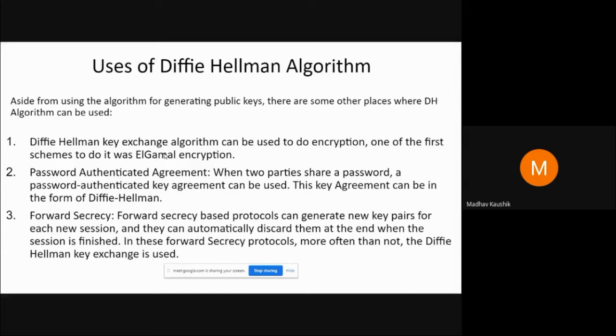Now let's look at the concept of forward secrecy. Forward secrecy based protocols basically generate new key pairs for each session, and they discard these pairs at the end of the session. In these protocols, more often than not, Diffie-Hellman key exchange is used. Now let's consider that we are only using a single private key for our encryption, and if this private key somehow gets compromised, then the information leakage can be catastrophic.